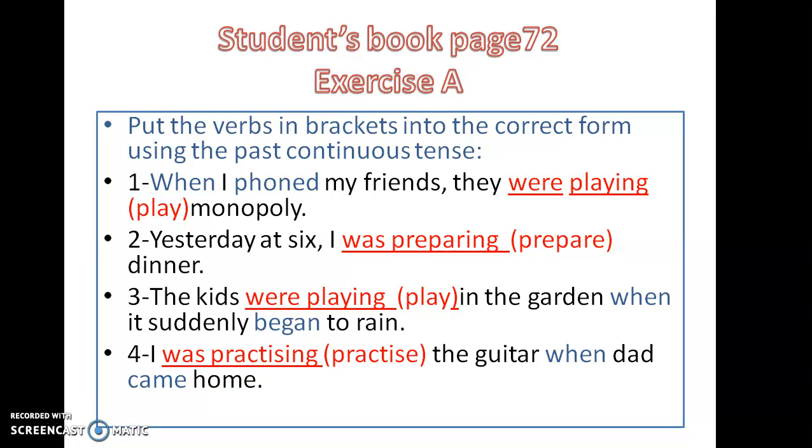2. Yesterday at 6 o'clock, I was preparing. Prepare, of course, we use was with I and prepare plus ing. 3. The kids were playing. Of course, we used were because the kids is plural. And play plus ing, in the garden when it suddenly began to rain. 4. I practice. I بتاخد was and practice plus ing, practicing. And notice that we delete the e at the end of the verb and then add ing. So I was practicing the guitar when Dad came home.